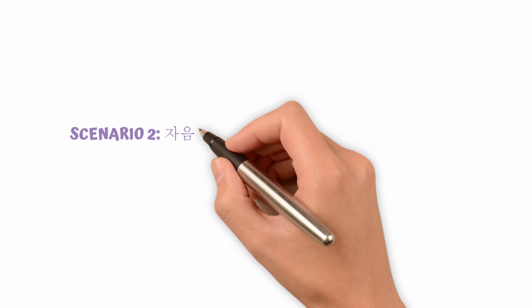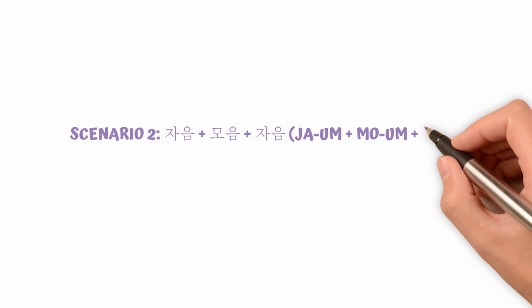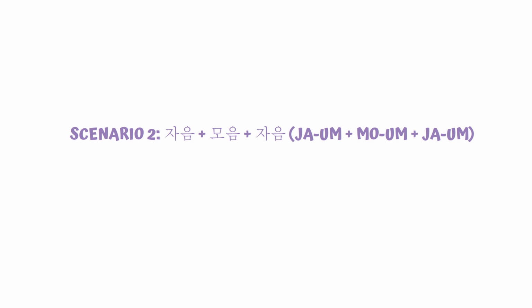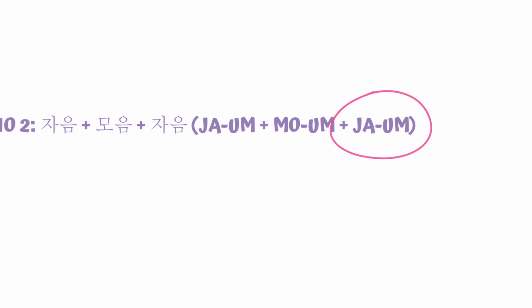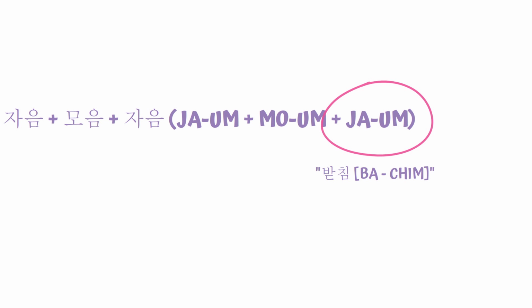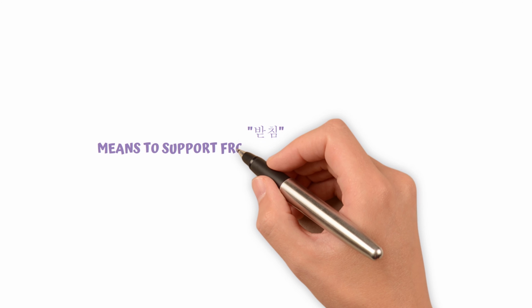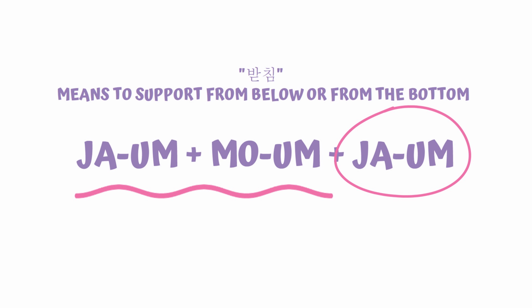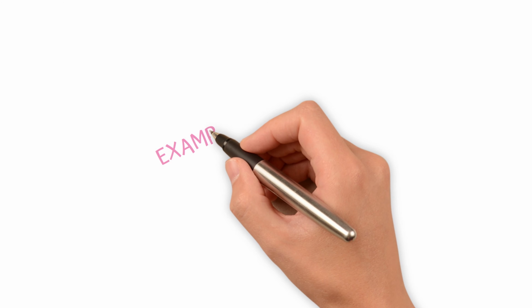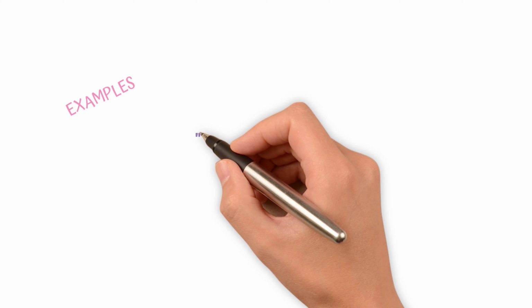Now moving on to the second scenario. Here you will combine one JA-UM, one MO-UM, and one JA-UM. And make sure to keep this order in mind, JA-UM, MO-UM, JA-UM. Notice that the second JA-UM, which is the third in this order, has a unique name to it. It's called 받침. 받침 literally means supporting from below or the bottom, so this second JA-UM, which is used as the third character in this scenario, is supporting the JA-UM and MO-UM used earlier from the bottom. Examples might help you understand it better, so let's take a look at it.